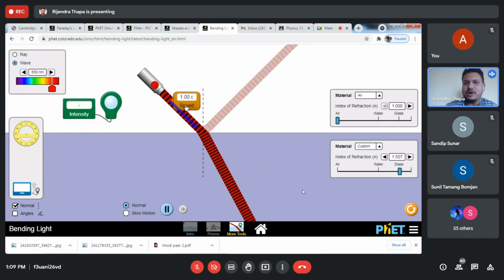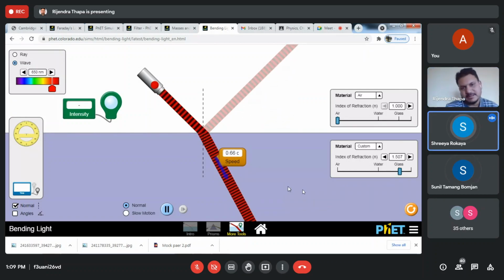So it has to be lesser than 1. Let's try to find out if it is so or not. So is it lesser than 1? How much is it now? Can you please read it? 0.66. Yeah, so it's 0.66 c. So it's lesser than 1. So here, the velocity decreases. That is what we discussed in our textbook, right?